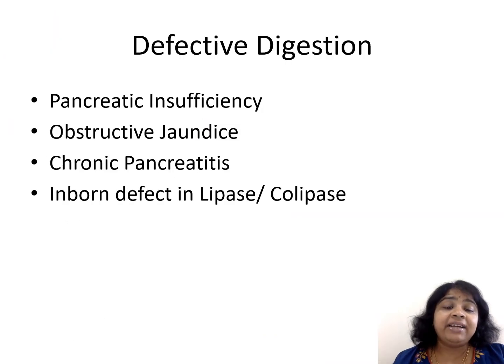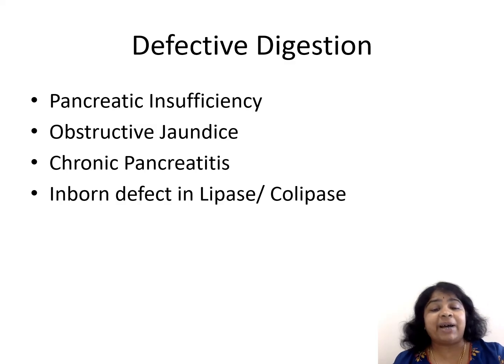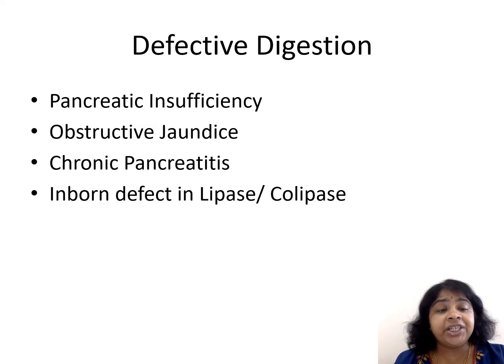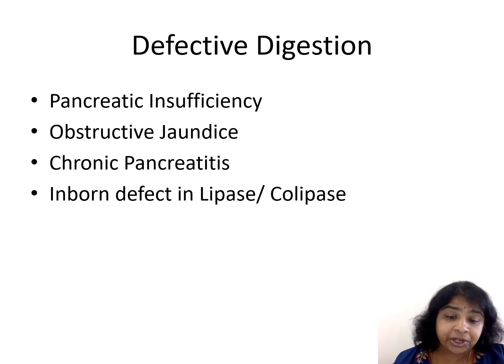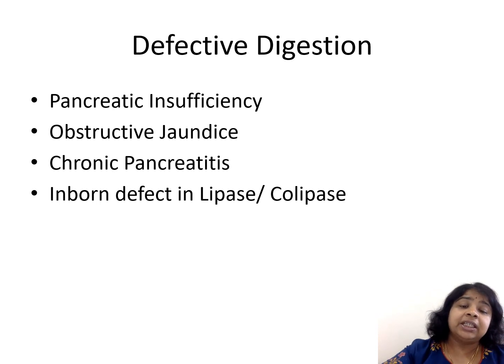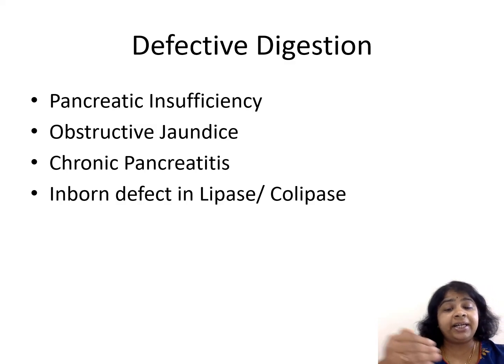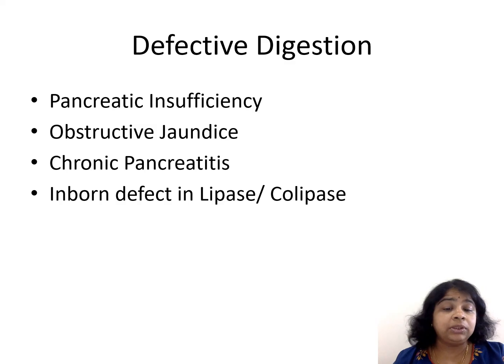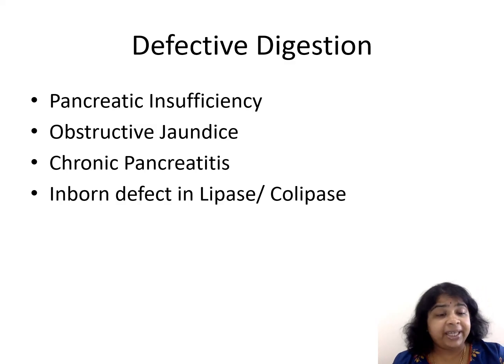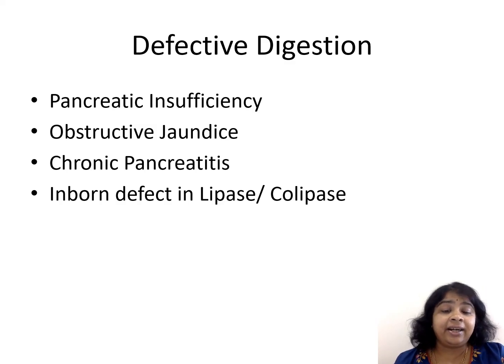So if we are looking at defective digestion, either there is pancreatic insufficiency because of which lipase is not available, or there is obstructive jaundice because of which the bile juice and the pancreatic juice is not reaching the intestines. Or there can be chronic pancreatitis leading to pancreas unable to synthesize lipase, or there is an inherent or inborn defect in the lipase or colipase itself.